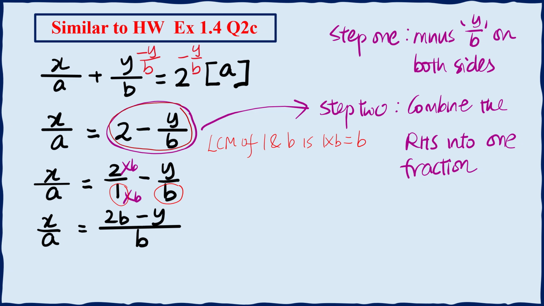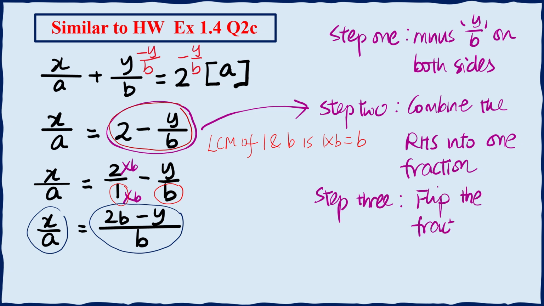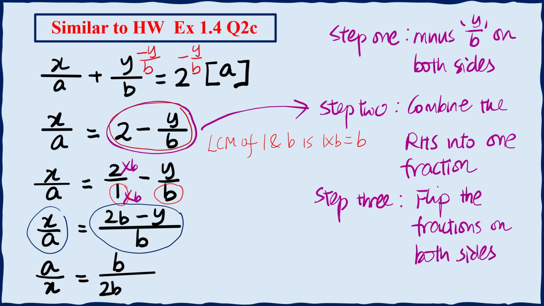So the next thing is I'm going to flip the left, and also flip the right. Now this is a word of caution, because you can only do that when you have a single fraction. What's a single fraction? This is called a single fraction, x over a. Single fraction on the left, single fraction on the right, then you can do a flip. That will give you a over x equals b over 2b minus y.